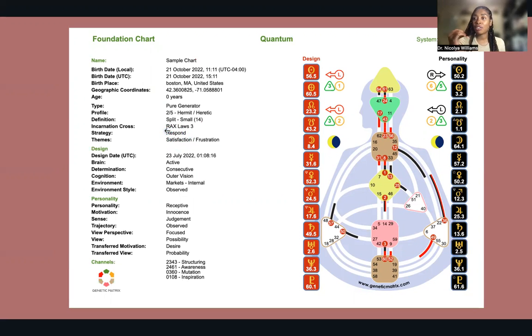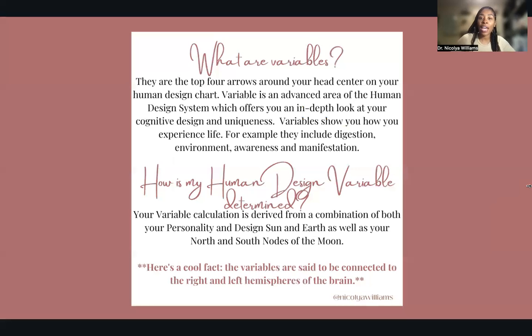Yours might be to ride an emotional wave, whereas your themes are satisfaction and frustration, right? You'll be able to notice those things there, okay? So the variables, we talked about the 4 arrows around your head. The 4 arrows around your head center, that top triangle that's facing upwards, is an advanced area of the human design system, and it goes very, very in depth. But as a brief overview, basically it helps look at your cognitive design and your uniqueness, and variables show you how you experience life.